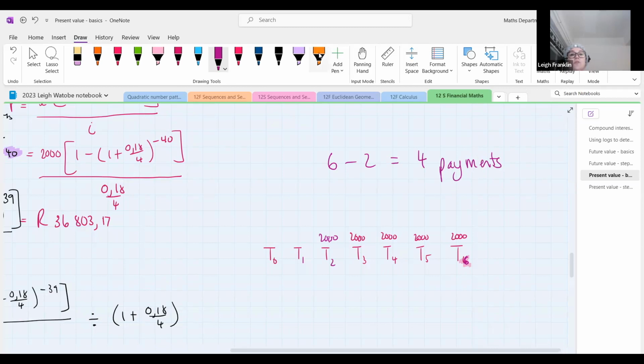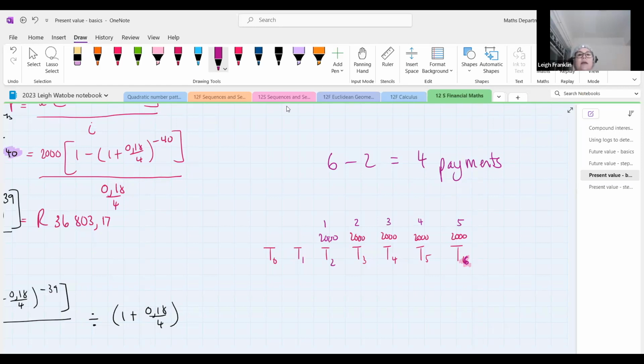Is that true? Zwanaka and Kamuchelo? It's not true, right? Because you started counting at T2. At T2 was the first payment. So this is payment number one, this is payment number two, payment number three, payment number four, payment number five. So this is like sigma notation. You know when we need to work out with sigma notation the number of terms in a pattern and we say top minus bottom plus one? It's kind of the same idea here.